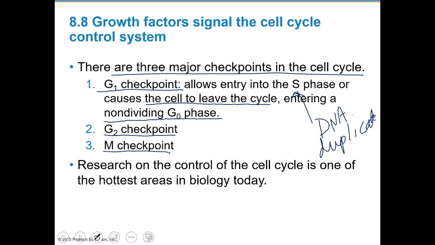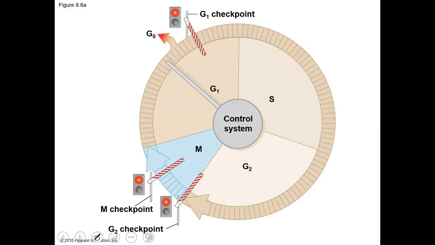If it's not right, the cell can undergo this thing called apoptosis, where it just kills the cell off and says you're not dividing properly, let's go ahead and start over. So we really need all these checkpoints in place to make sure that everything's proceeding as it should. Research on the controls of the cell cycle is one of the hottest areas in biology today because of how it relates to cancer. If we can figure this out, then we can work through some cancer solutions.